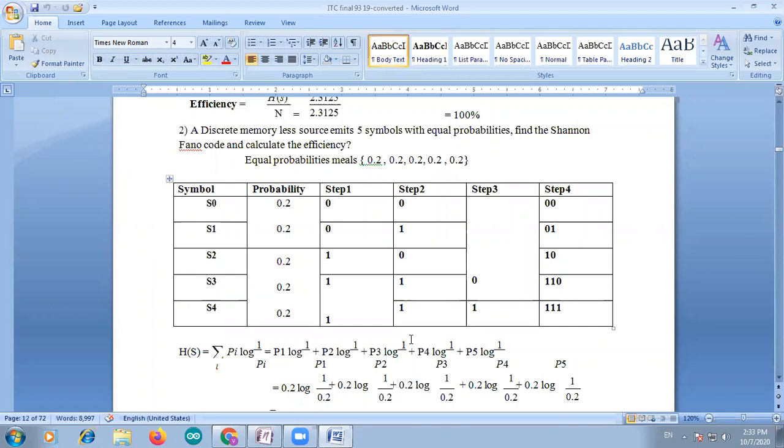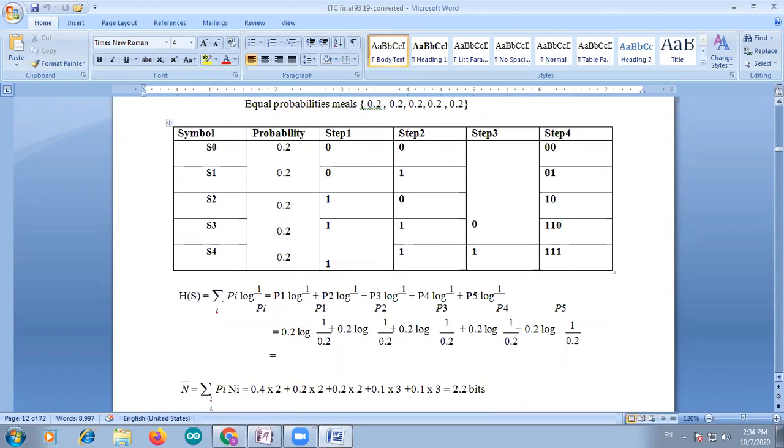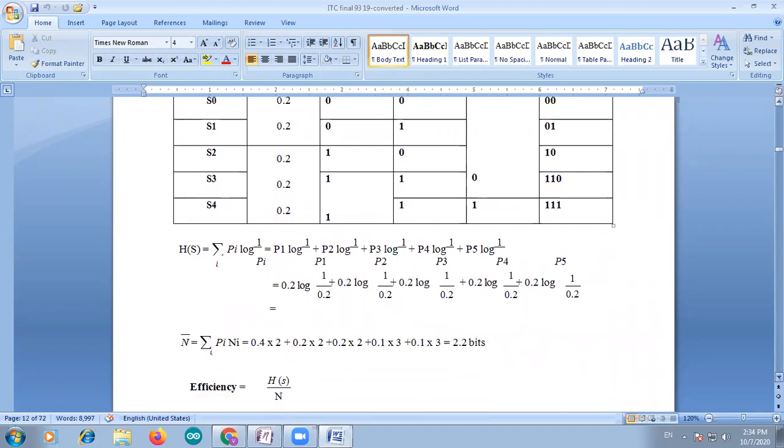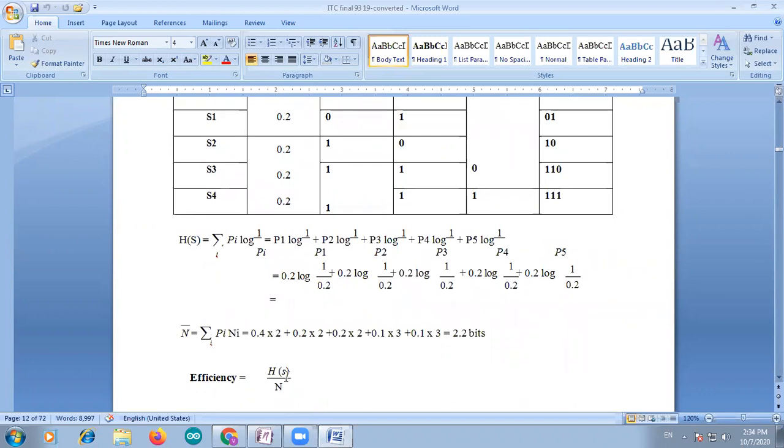Now, for this problem, find out H(S), the entropy. H(S) is equal to sigma pi log 1 by pi. So that is P1 log 1 by P1 plus P2 log 1 by P2 plus P3 log 1 by P3 plus P4 log 1 by P4 plus P5 log 1 by P5.